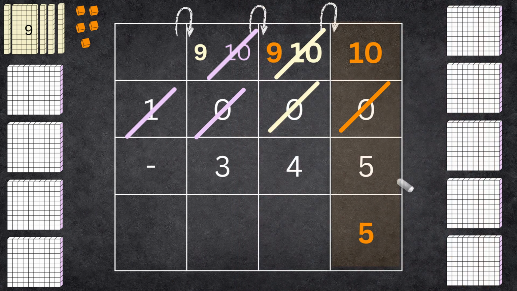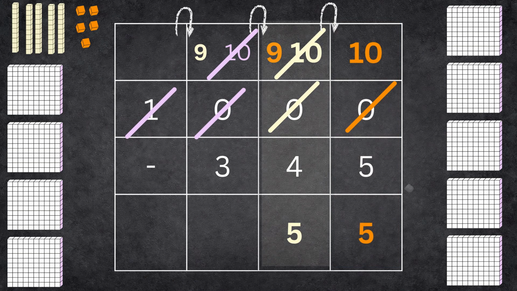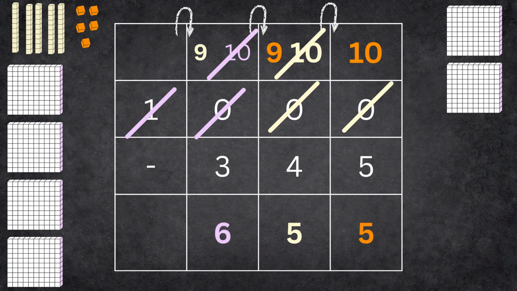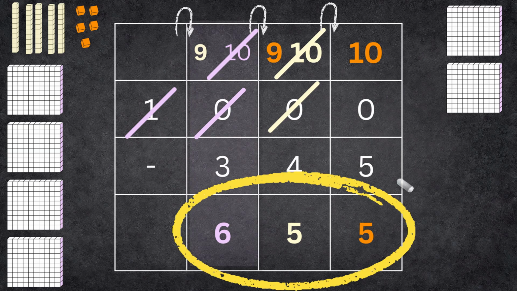I'm ready to subtract 10 minus 5 equals 5. Moving to the tens place, 9 tens minus 4 tens equals 5 tens. Moving to the hundreds place, I have 9 hundreds minus 3 hundreds equals 6 hundreds. For my final answer of 655.